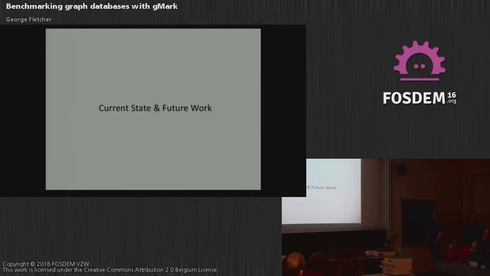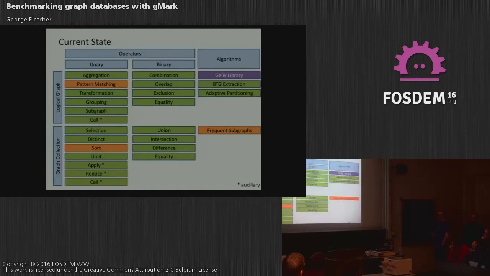And at last, some current state about the framework and future work. So what you see here is, again, the table of operators. The green ones are implemented and you can use them. And the orange ones are currently work in progress. So some students of mine and myself are working on pattern matching. Sorting is quite interesting to implement on Flink. Frequent subgraphs, this is what Andre is working on, which is nearly complete. We have to do some more testing.